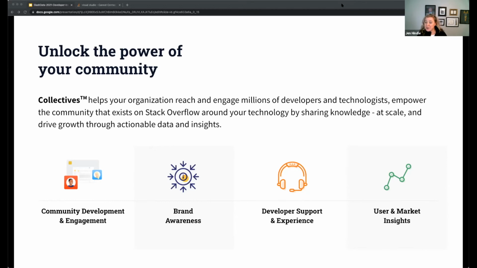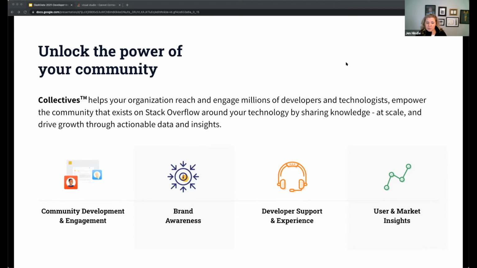The product is currently in beta. So you may have seen some announcements earlier this year around it. It is currently in beta, a few customers that we're working with currently, but it really enables you to support a number of key business initiatives that, again, we saw as themes throughout these conversations that we had with technology organizations and their business initiatives. And that's around community development and engagement, brand awareness, developer support and experience, and then, as I mentioned, those user and market insights that they're looking to gain from communities.